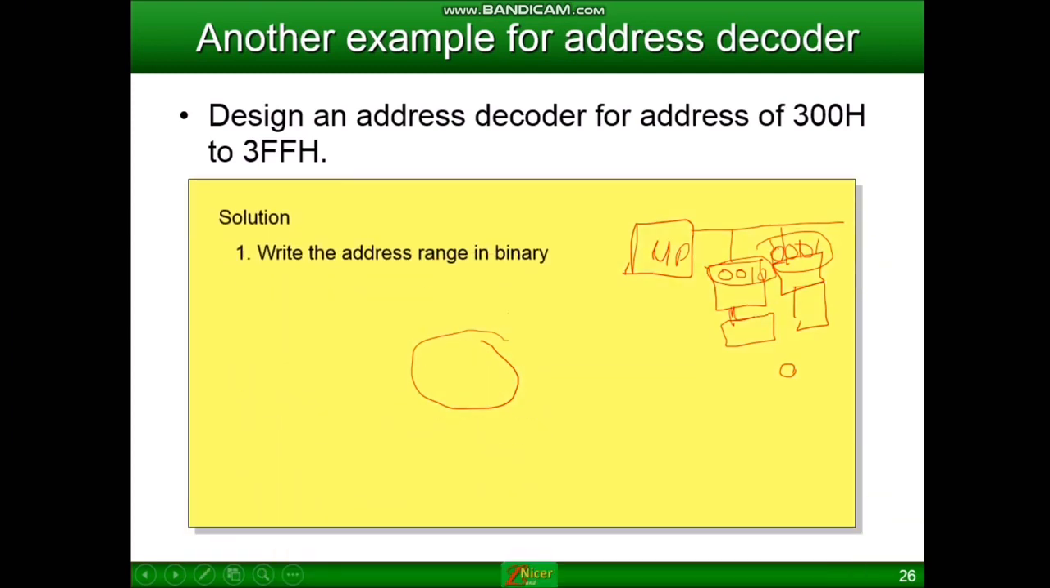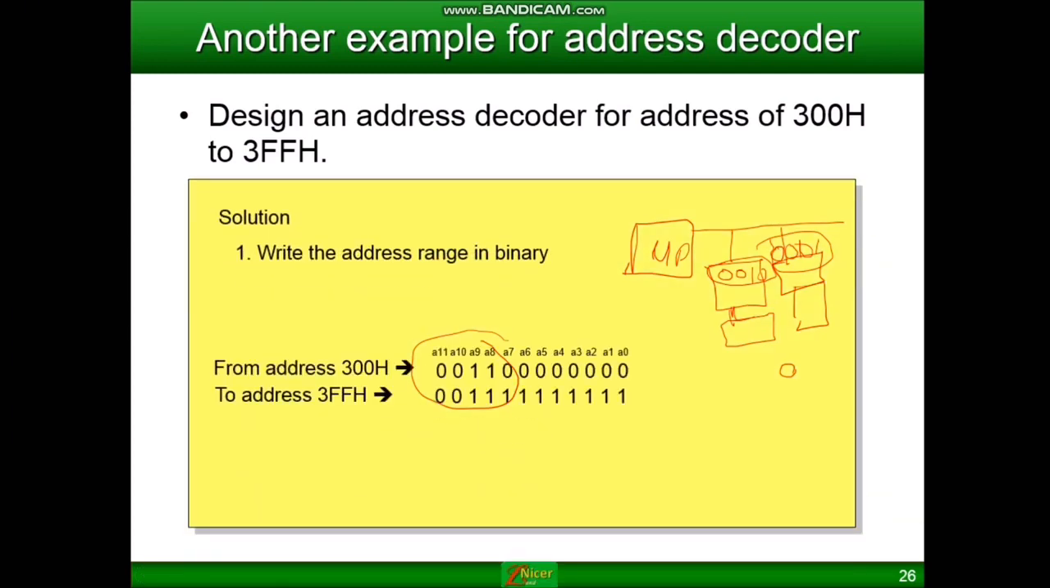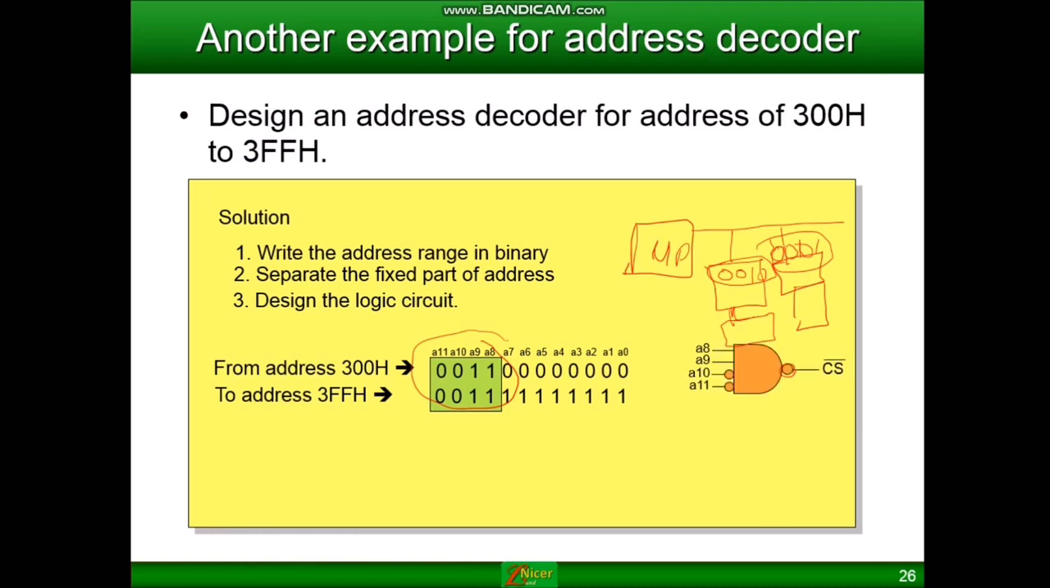It is in hexadecimal. We are going to show you this example. Likewise, we have written 300H in binary. The 300H is written in binary, as well as the 3FFH. Then we see the part which is fixed, that means it does not change. From A11 up to A8, we can see that these are fixed, these are not changing. So we're going to log these. Then we are going to make a circuit design using NAND gates like this.